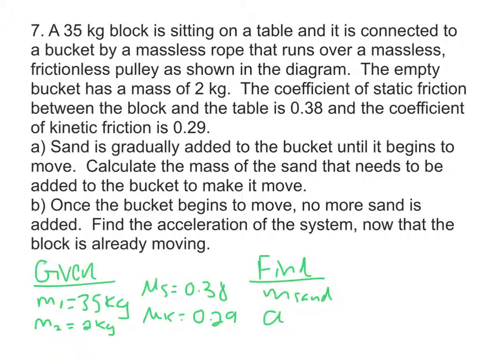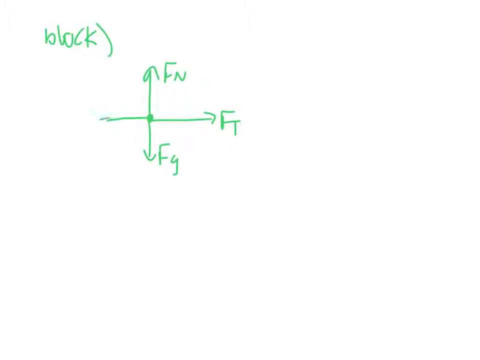I'm going to start with the force diagram for each of these two things, starting with the force diagram for the block. We want to look at it before it's moving, because in part A we're looking up until it starts to move. If it's at rest, your forces need to be balanced. Going to the right, we have a tension force. Going up is a normal force. Going down is a gravitational force, and going to the left is a frictional force. Because the bucket and the block are not moving in part A, all of your forces should be balanced.